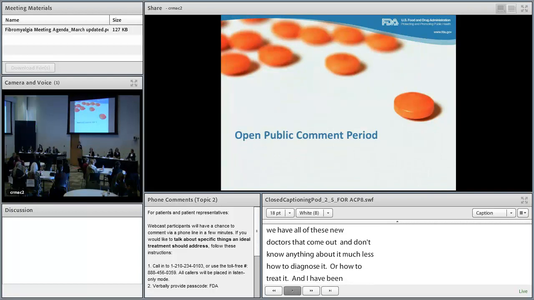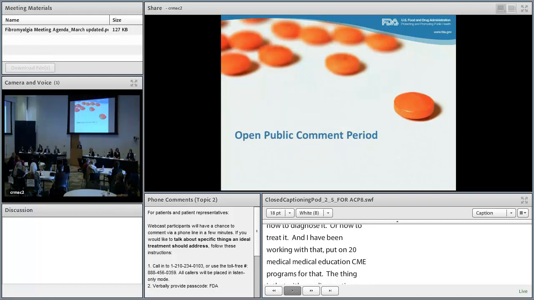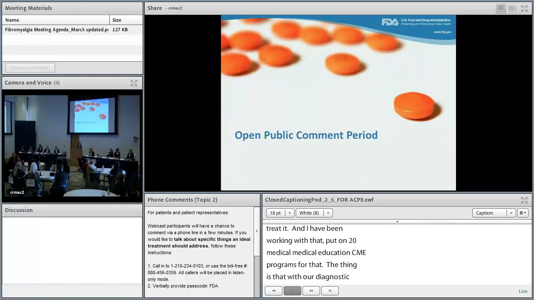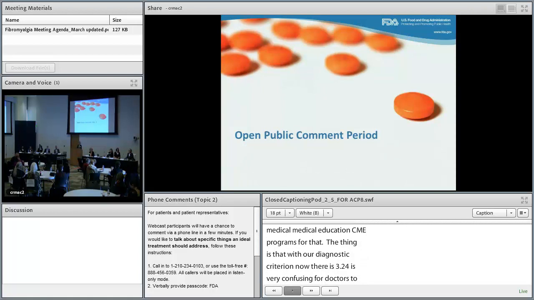And I've been working with that. We've put on about 20 medical education CME programs for that. And so the thing is that with our diagnostic criteria now, there's 3 going to 4. It's very confusing for doctors to know how to diagnose it. And there is a blood test. That's the FMA blood test that has been researched at the University of Illinois that is very specific. And I think it's something that we should think about to help people not take 5 years still today, even after 3 FDA-approved medications, to get a diagnosis of fibromyalgia.